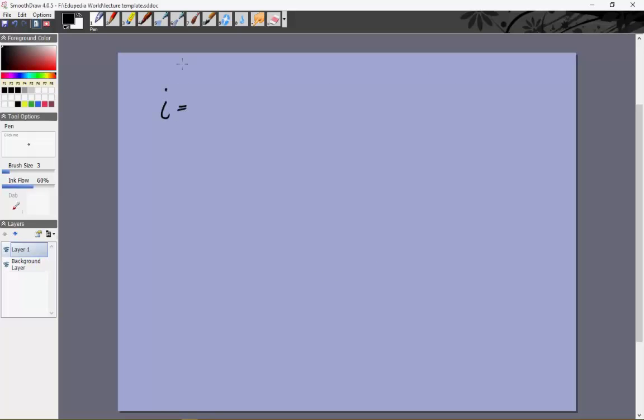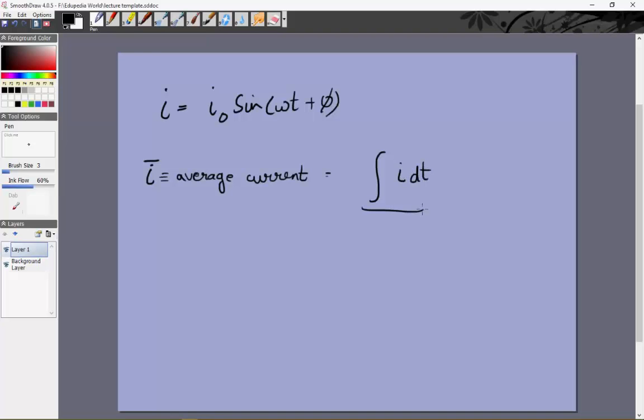So we will assume throughout this chapter that I is equal to I naught sine of omega t plus phi. The first thing we need to know is average current. Average current is denoted by a bar on top of I, so this is equivalent to average current, and the definition of average current is the integral of I dt divided by the integral of dt from 0 to capital T.